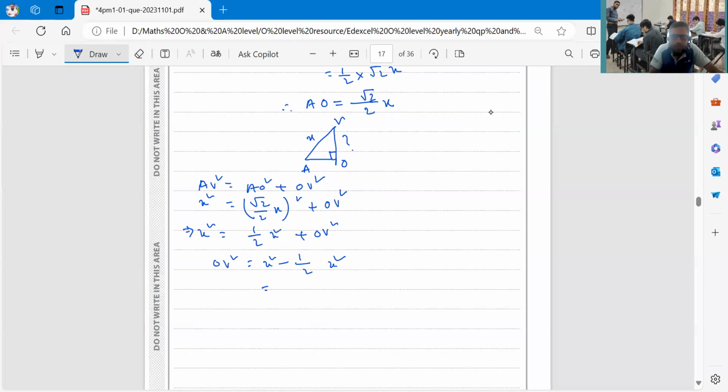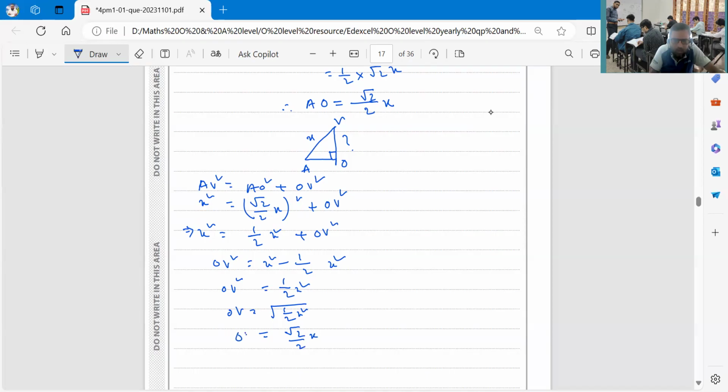So x square coefficient 1. So 1 minus half, that is half. So you can write half x square equals OB square. So OB should be root of 1 by 2 x square. And finally, if you take a calculator, root 1 by 2, how much will it be? Root 2 by 2. So you will get root 2 by 2, and root x square will be x.